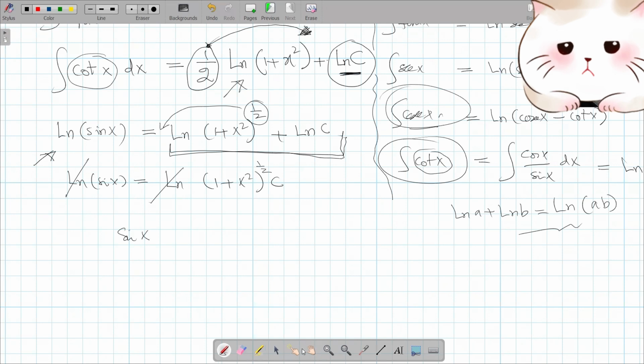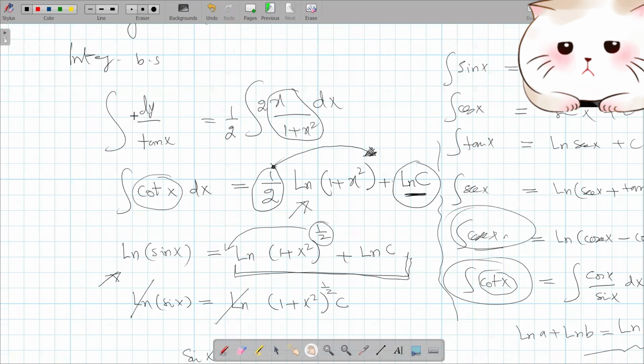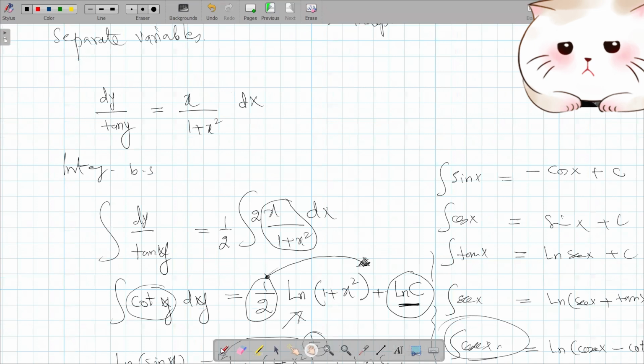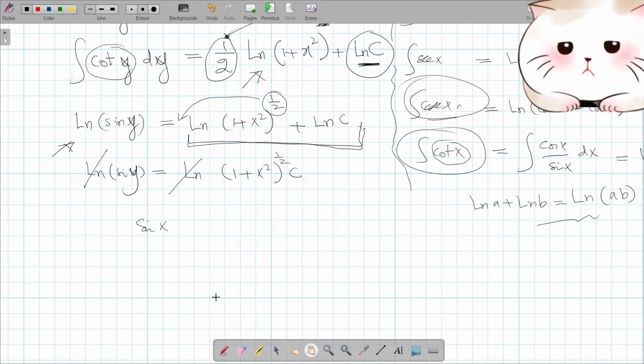Where is y? It was not x, I think. It was y, right? On the left side is y. I made a mistake here. There are two logs, so you can just cancel both the logs. So the left side is y. So sine y is equal to c times 1 plus x squared.